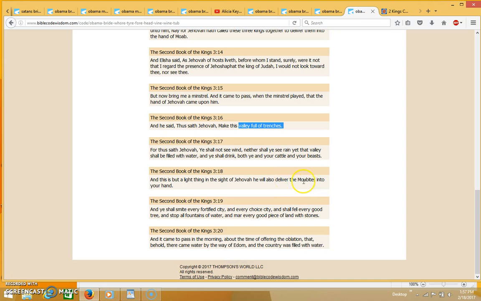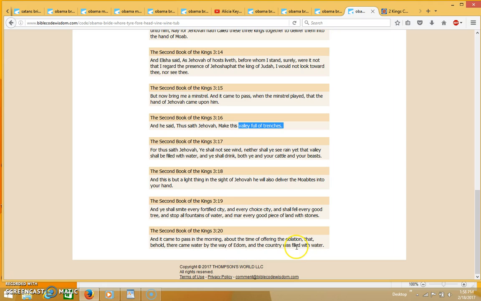He will also deliver the Moabites into your hand, and ye shall smite every fortified city and every choice city, and shall fell every good tree, and stop all fountains of water, and mar every good piece of land with stones." And it came to pass in the morning, about the time of the offering, the oblation, that, behold, there came water by the way of Edom, and the country was filled with water.